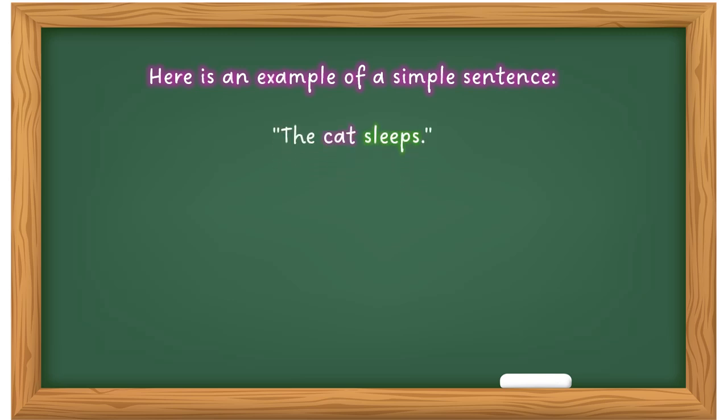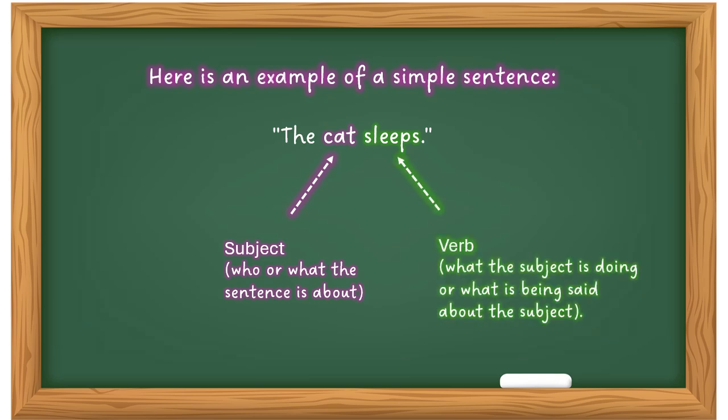All right, so here is a very simple sentence. The cat sleeps. And you can see from this that there's the subject. The cat is the subject. That's who or what the sentence is about. And there is the verb. The verb is what the subject is doing or what is being said about the subject. Something's happening. It's an action word.